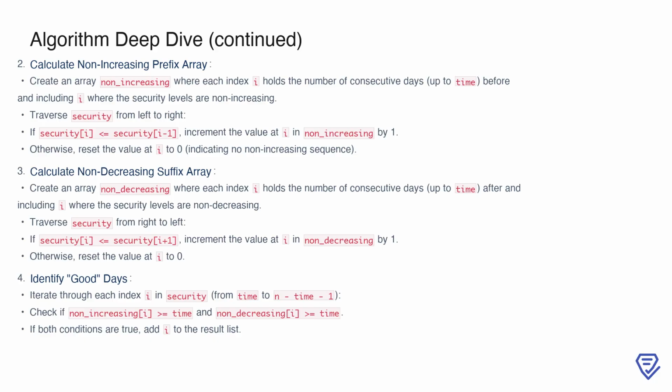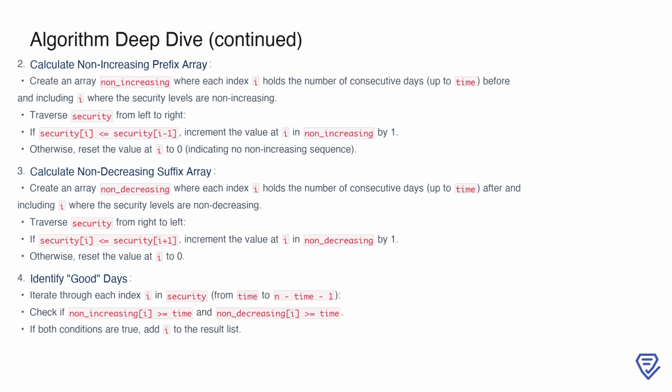Once the input is validated, the next step is to calculate two arrays, the non-increasing prefix array and the non-decreasing suffix array. The non-increasing array helps us track how many consecutive days, up to a maximum of time, the security levels have been non-increasing before each day. To build this, we traverse the security array from left to right. If the current day's security level is less than or equal to the previous day's, we increment the value in the array. Otherwise, the sequence breaks, and we reset the value to 0.